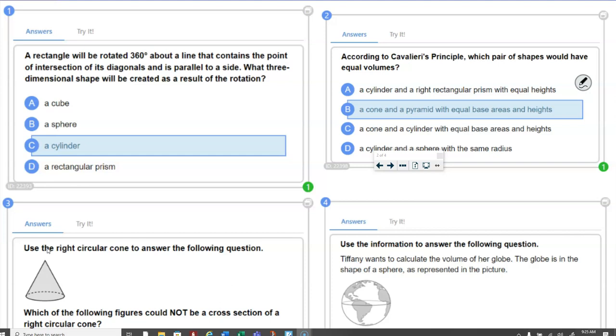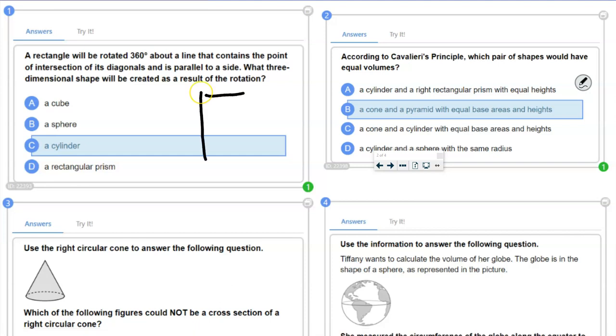So we got a rectangle, okay? And it says it's rotated 360 degrees about a line that contains a point of intersection of its diagonals. So there's the first diagonal, there's the second diagonal, and it says we're going to rotate around a line that goes through those. Not the straightest of lines, but you guys get the idea.